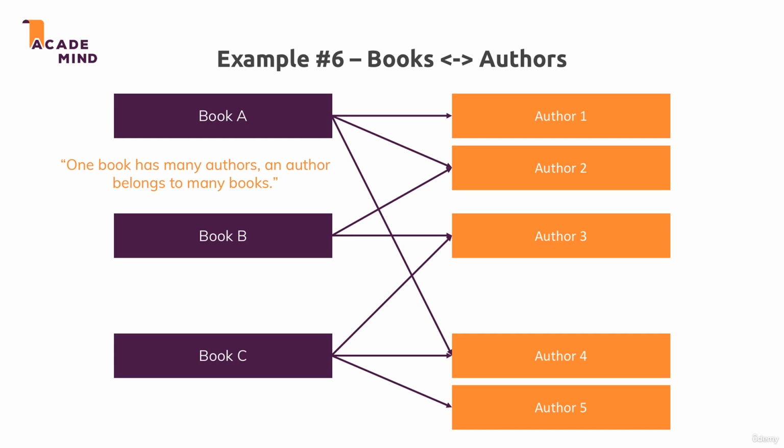Here we got a couple of books and a couple of authors. And one book can be written by multiple authors, and one author will probably write more than one book. So it's a typical many-to-many relationship. Now let's see how we could model that and how we could store that in our database.